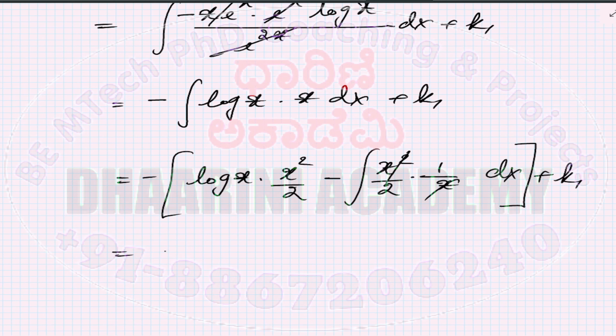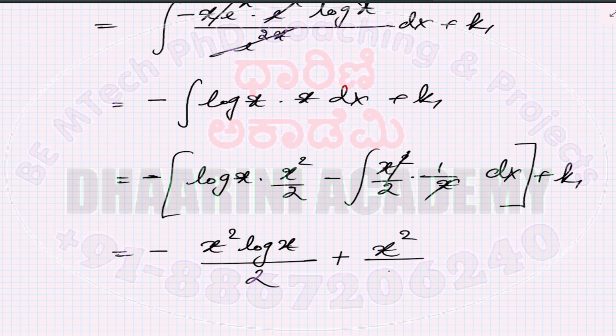So this is minus x square into log x whole divided by 2 minus, so integration of x is x square by 2, so there is already a 2. And this minus which is outside, when being applied to the inside, this becomes plus. So x square by 2 into 2, so 4, plus k1. Okay, this is the value of a. We'll call this equation number 3.